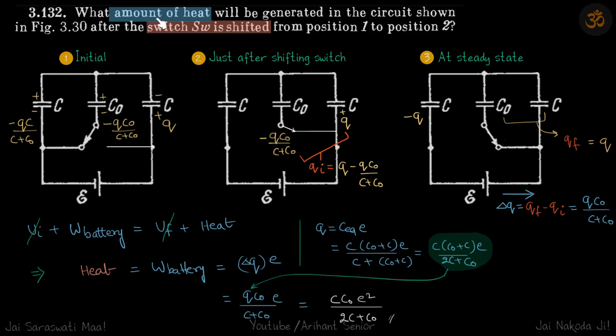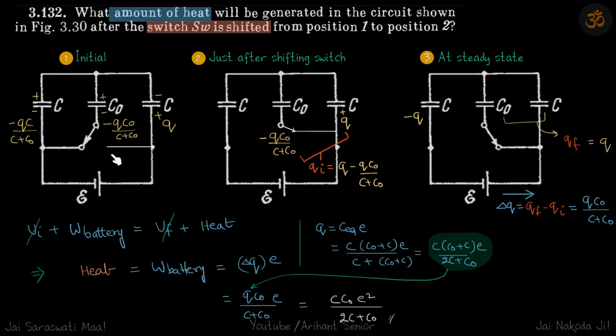We need to find the amount of heat generated in the system when the switch is shifted from here to here. So we are going to use our standard equation, that is initial potential energy plus work done by the battery is equal to final potential energy plus heat generated.